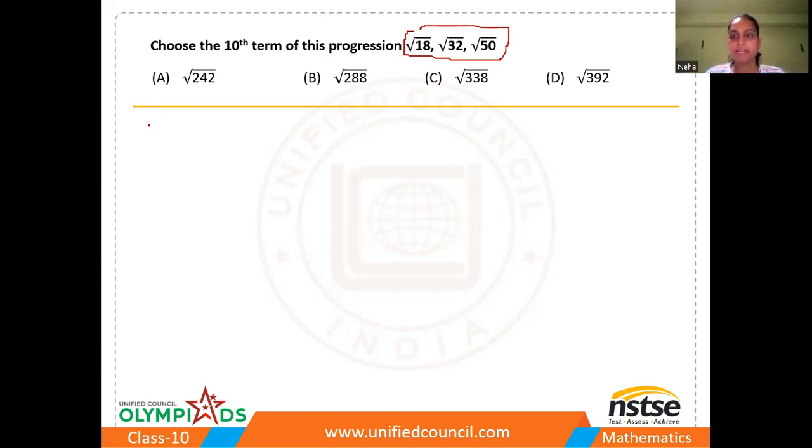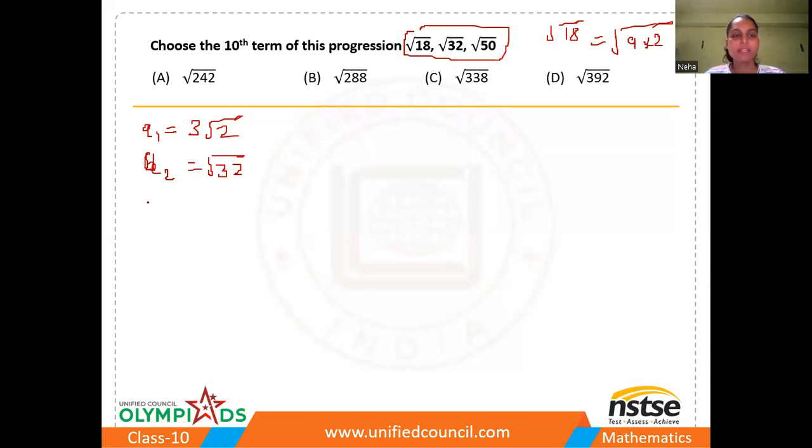So the first term, that means a1, is equal to 3 root 2, right? Square root of 18, I can write as square root of 9 multiplied by 2, so square root of 9 is 3 and this is only root 2, correct? Similarly, the next term, a2, is square root of 32, and a3 is equal to square root of 50.